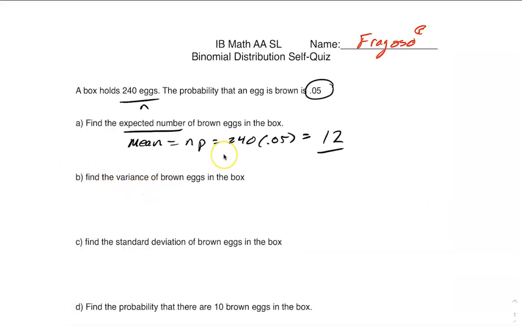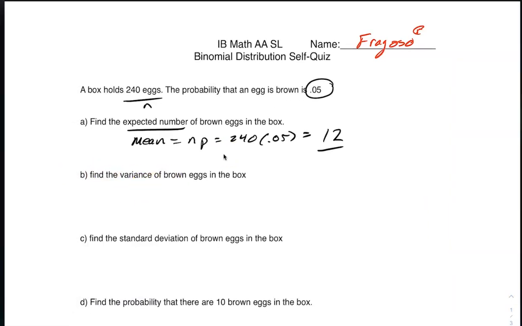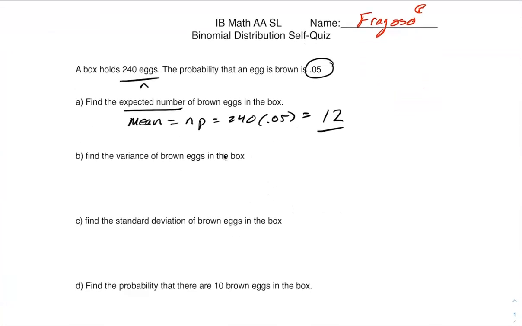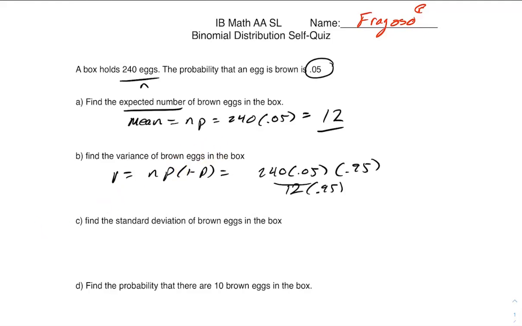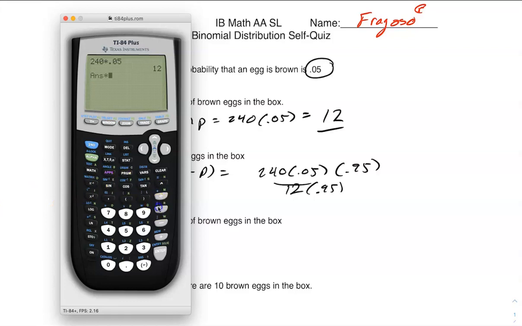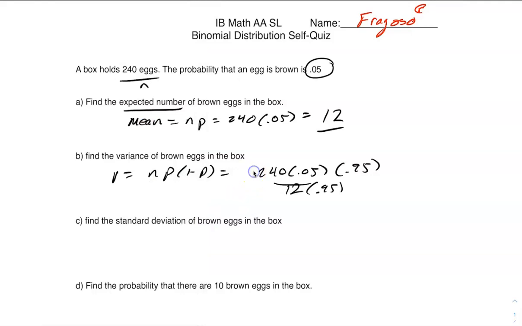So in this case, variance equals n times p times 1 minus p, which would be 240 times 0.05 times 0.95. This was 12, these together, times 0.95. It's like 11 point something. So we get about 11.4.